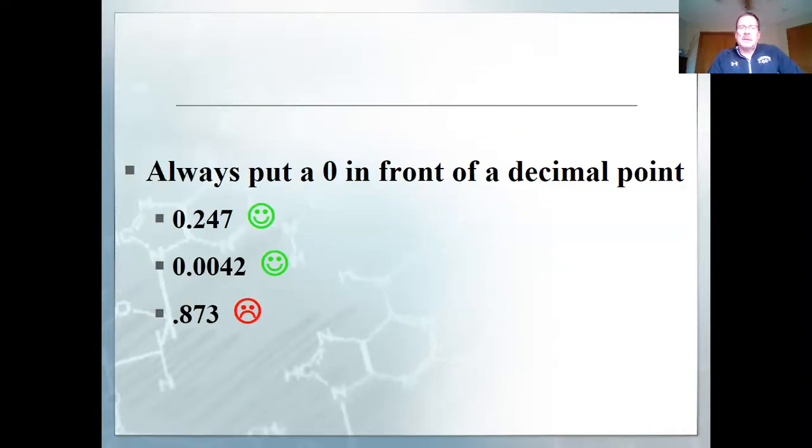And always put a 0 in front of a decimal point. So these are all placeholders. This only has 1, 2, 3 significant digits. This has 2. This has 3.